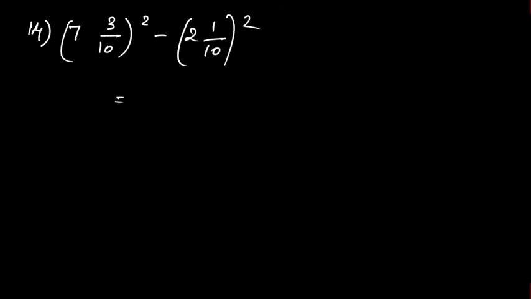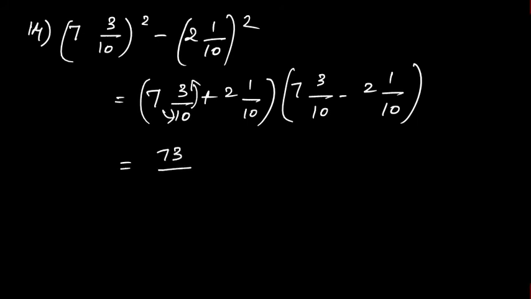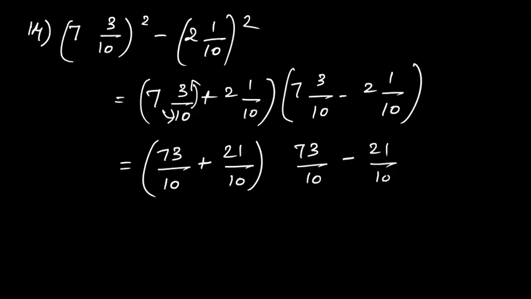14th question, evaluate (7 3/10)² minus (2 1/10)². So we'll expand it using the formula. We get (7 3/10 + 2 1/10) times (7 3/10 − 2 1/10). Now convert the mixed fraction into improper fraction. We get 7 into 10 is 70, 70 plus 3, you will get 73/10, plus 2 into 10 is 20, 20 plus 1 is 21/10. Similarly here we get 73/10 minus 21/10.